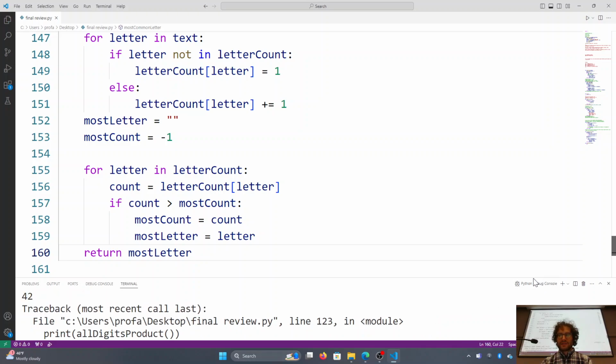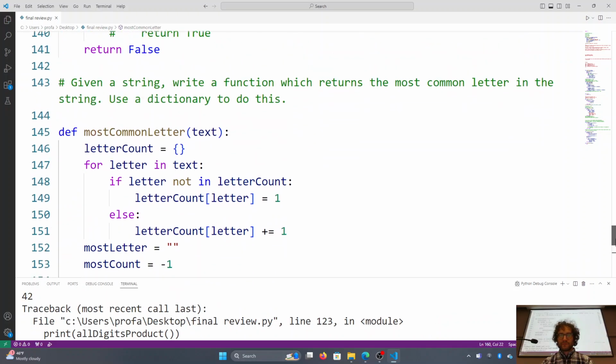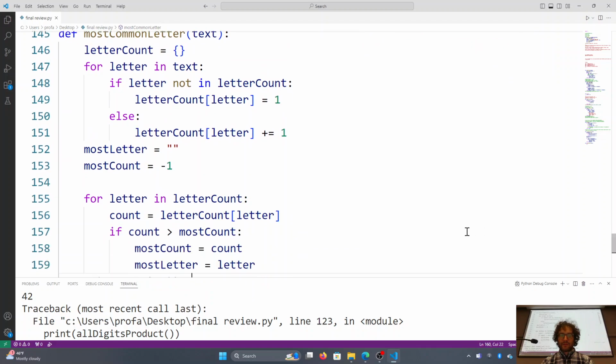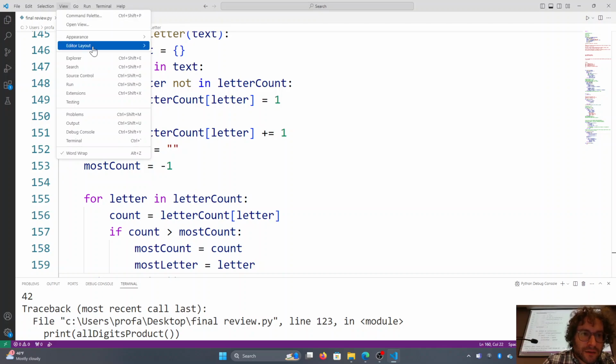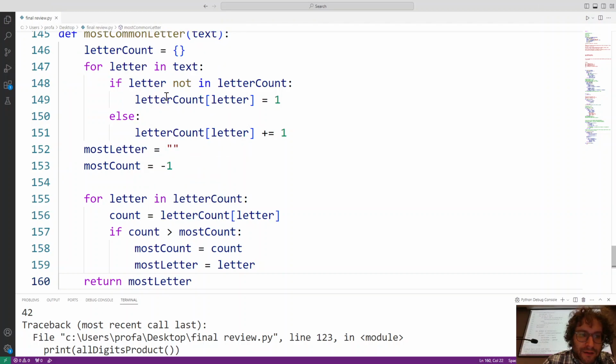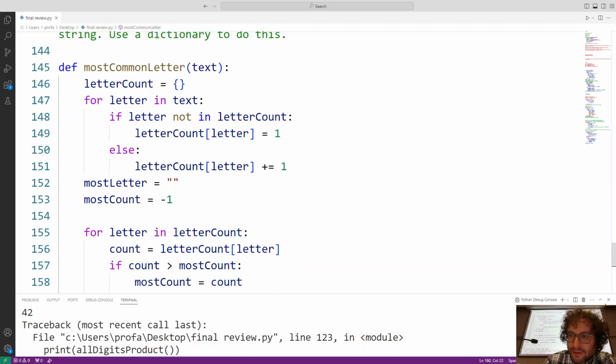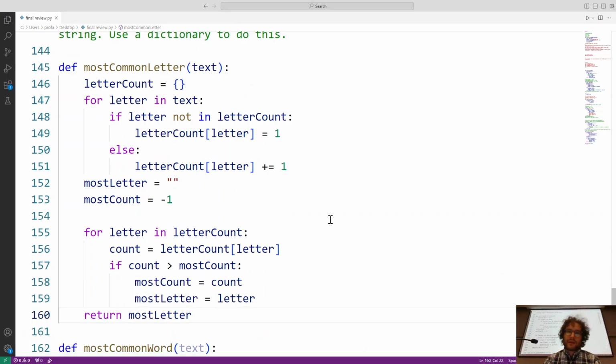So I'll give you a second to look at that before... oh wait, I can full screen this. View, appearance, full screen. No? Oh yes, full screen over there. All right.